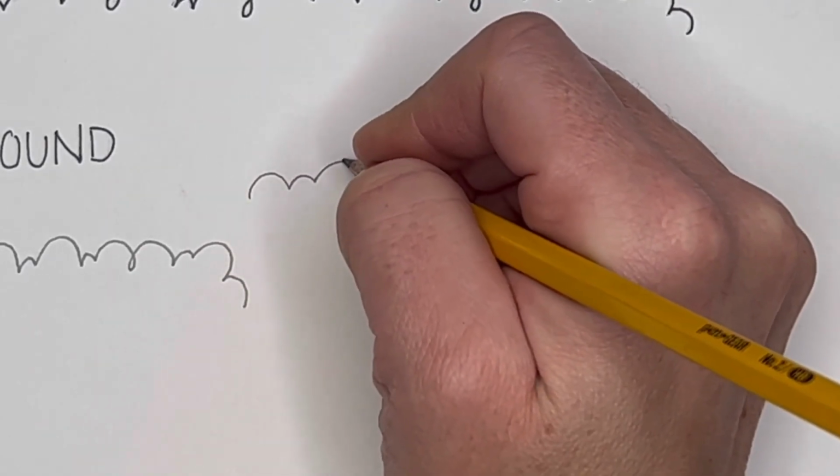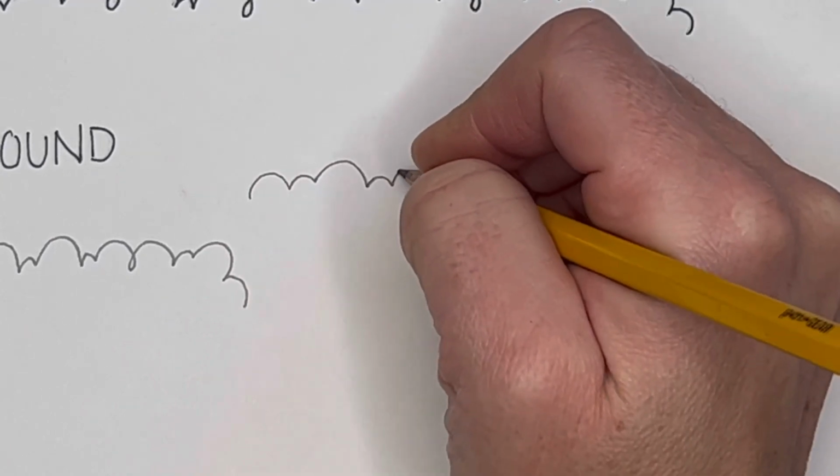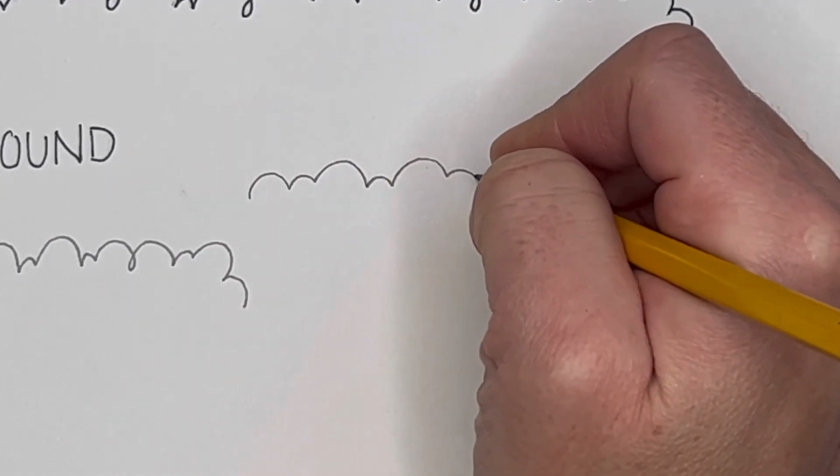For the second background plant, just keep this cloud shape a little bit simpler.